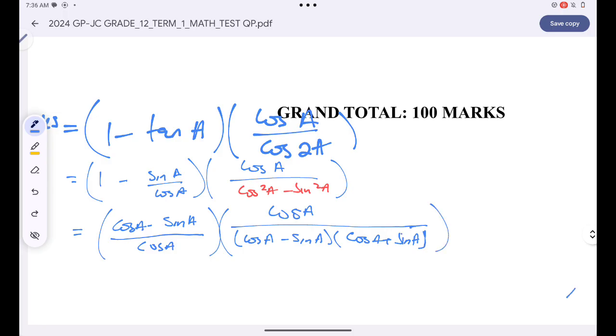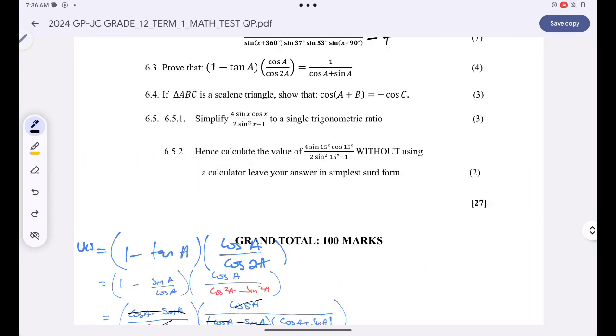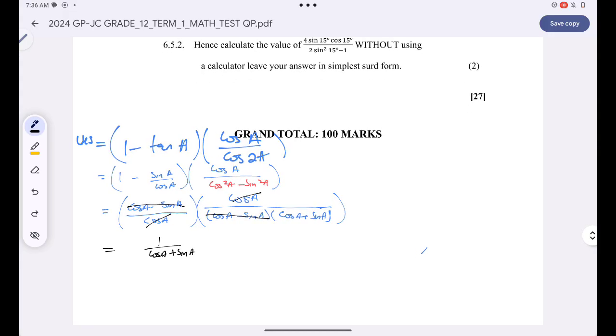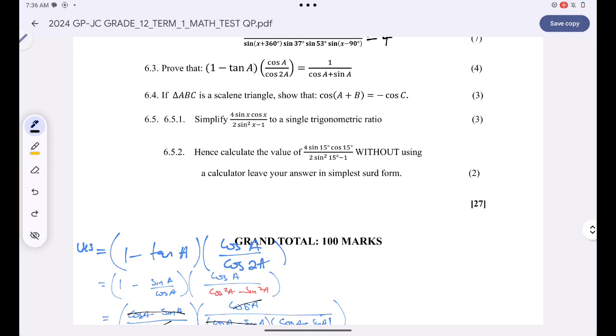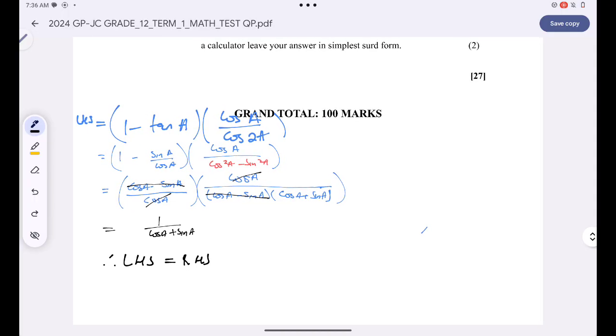Are you together? And I know that this can cancel with this one and that can cancel with that. So I'll be left with 1 over cos a plus sine a. I believe that I've now proven that the left hand side is equal to the right hand side. Are you together? That's how we have proven identity. Just change the identity for tan and change this identity to the one that has both trig ratios and then simplify.